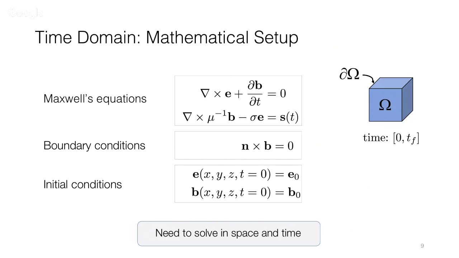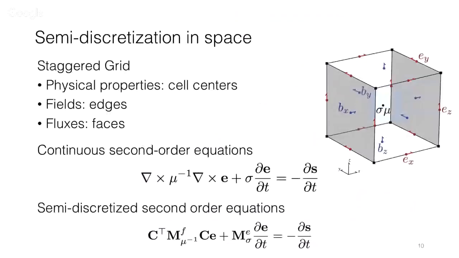Those are Maxwell's equations, and we have some boundary conditions, and we might have some initial conditions. Our goal is that we've got to discretize those equations both in space and in time. So let's take one at a time.